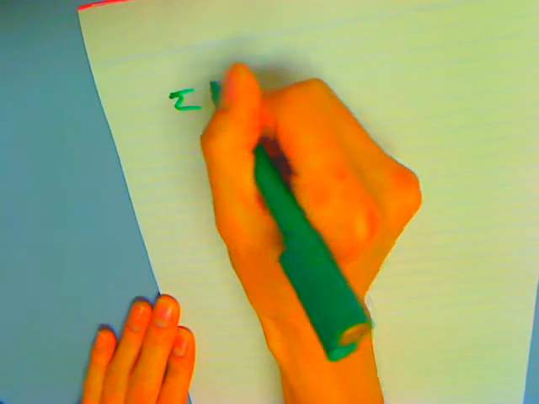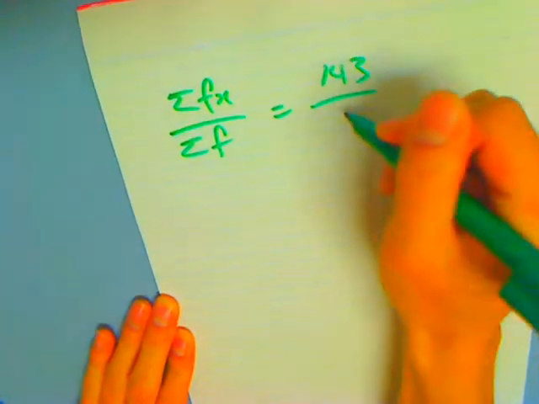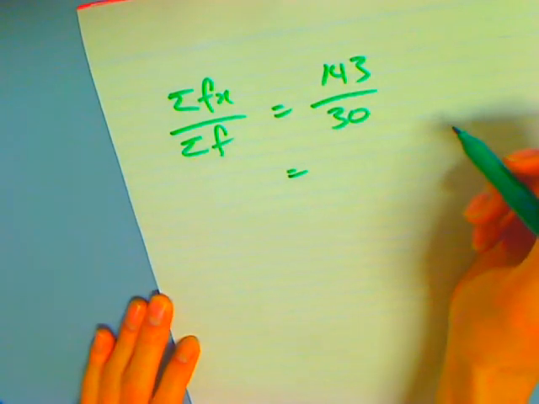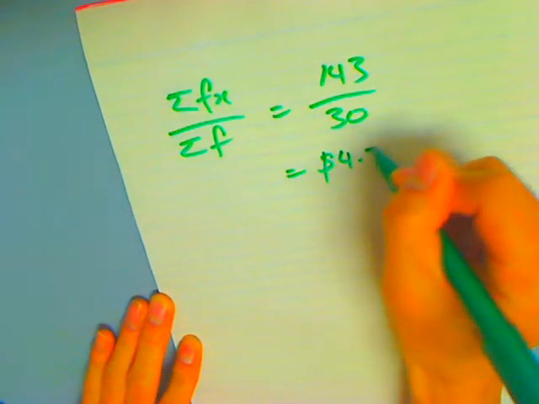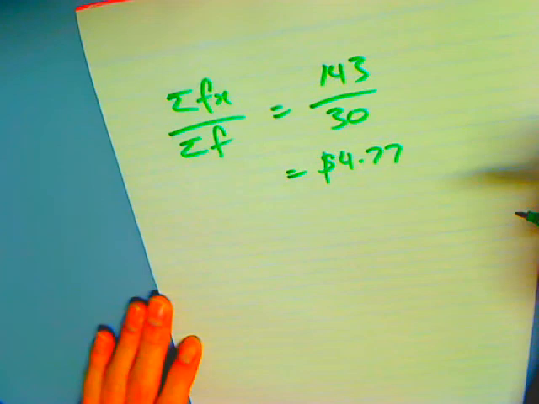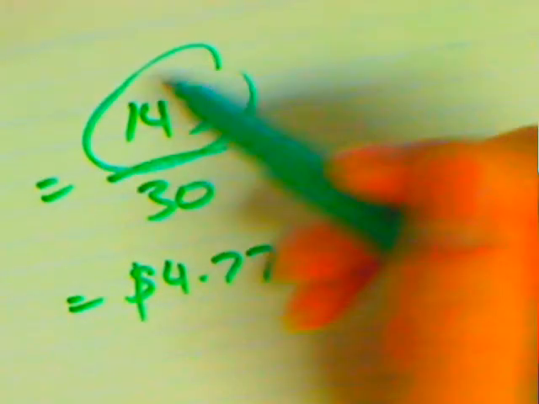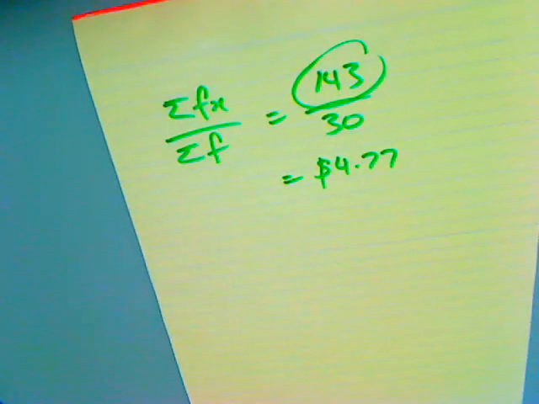So here's the last one. Sigma fx one more time. Sigma f, 143 on 30. The total was about $4.77. Okay, and you can use your calculator to solve that. So after everyone's done the shift, we split all that money amongst 30 people. And then lastly, each person will receive $4.77.